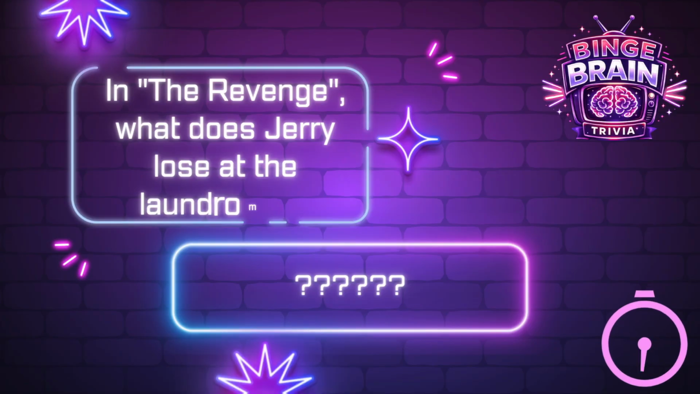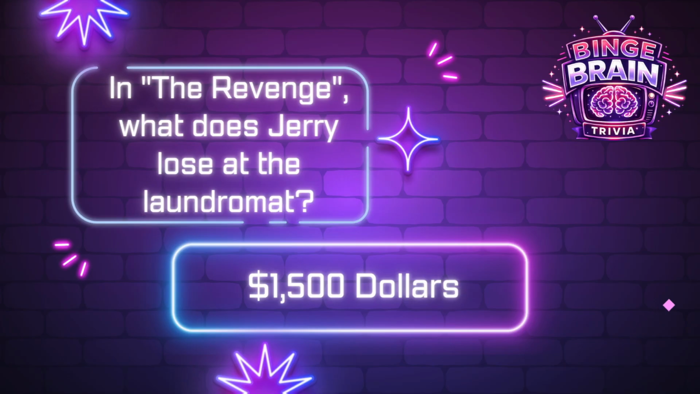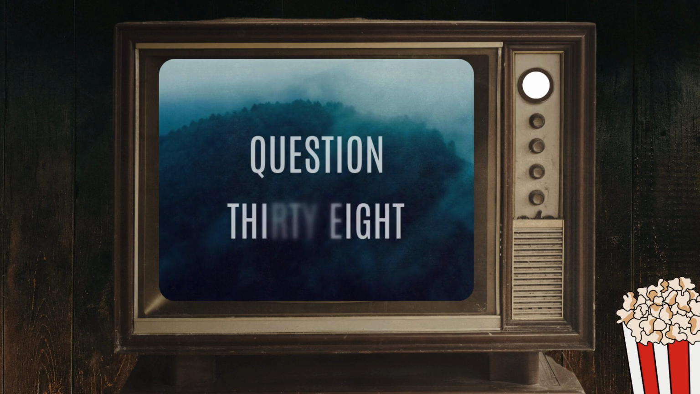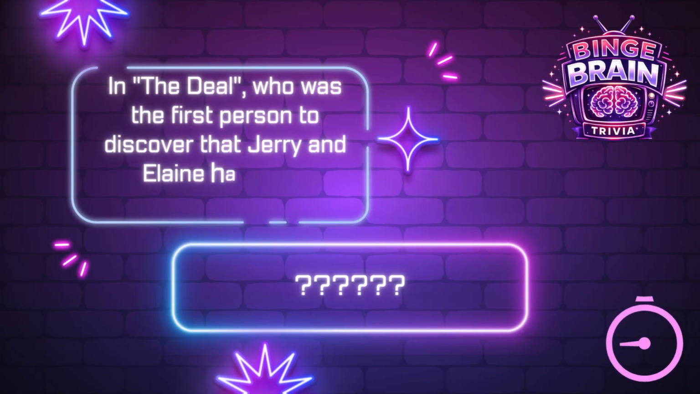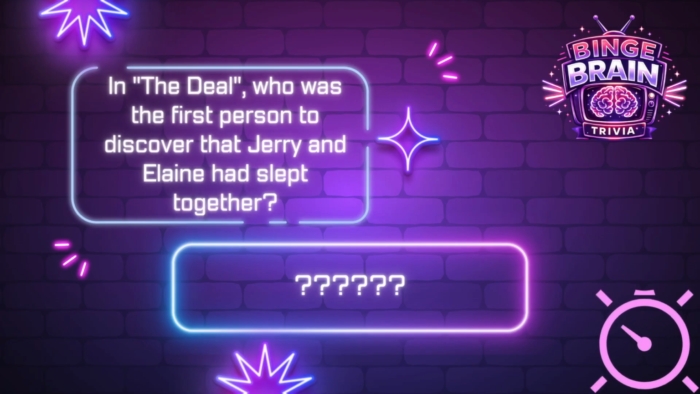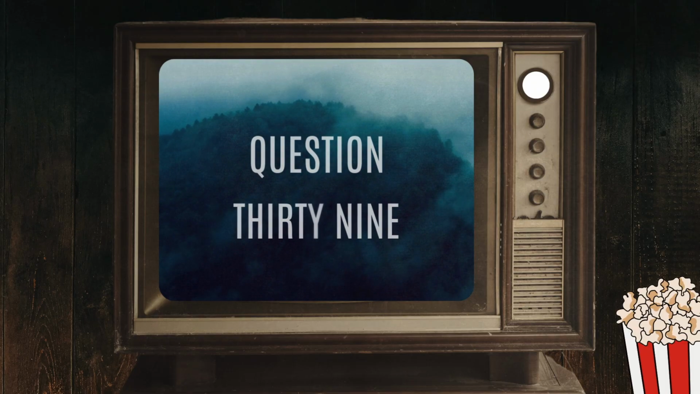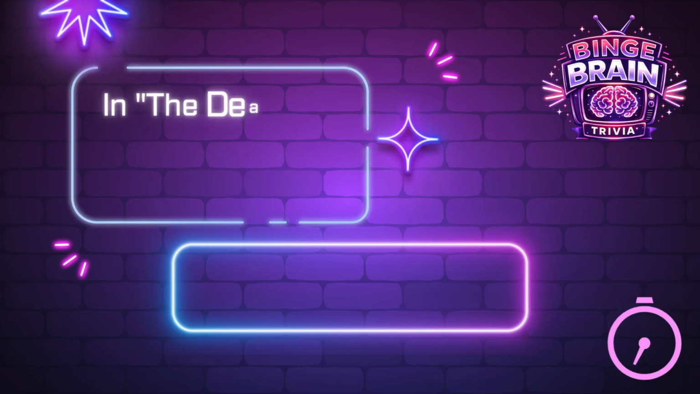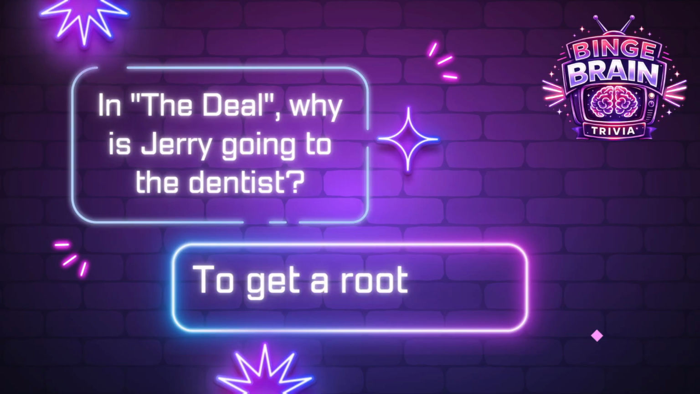In The Revenge, what does Jerry lose at the laundromat? Jerry loses $1,500 at the laundromat. In The Deal, who was the first person to discover that Jerry and Elaine had slept together? Kramer was the first person to discover that Jerry and Elaine had slept together. In The Deal, why is Jerry going to the dentist? Jerry was going to the dentist to get a root canal.